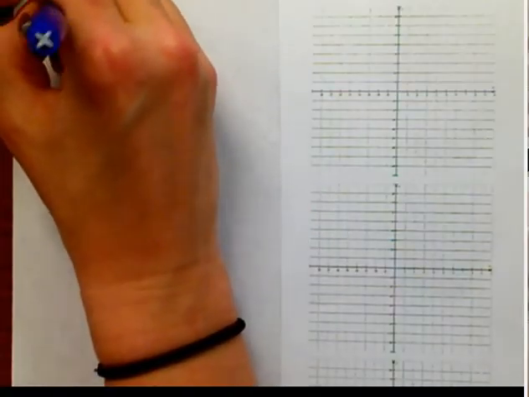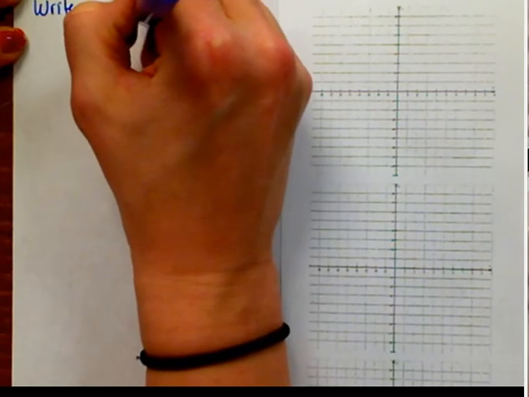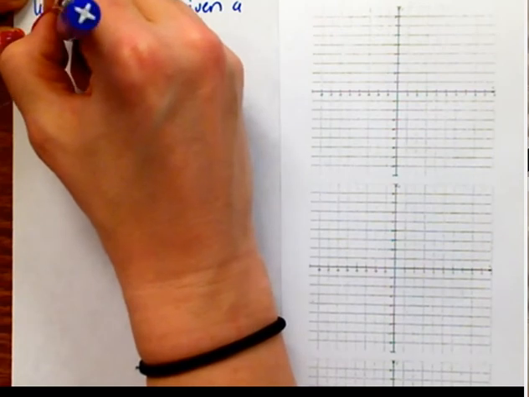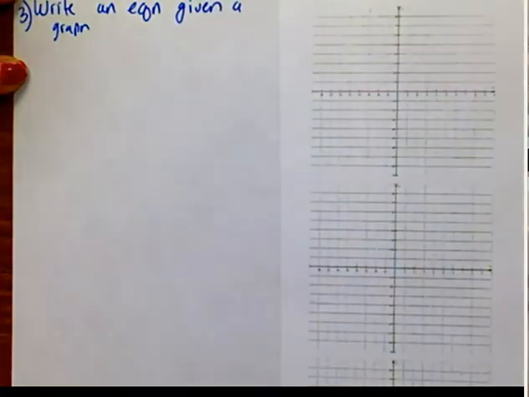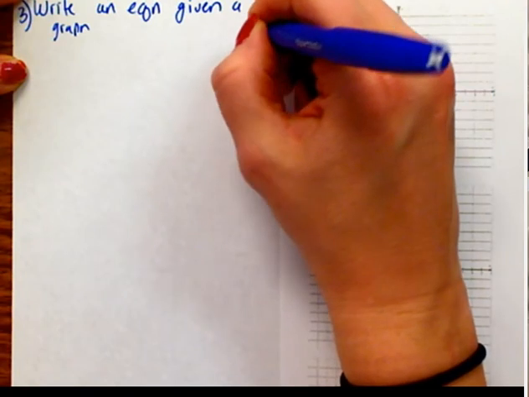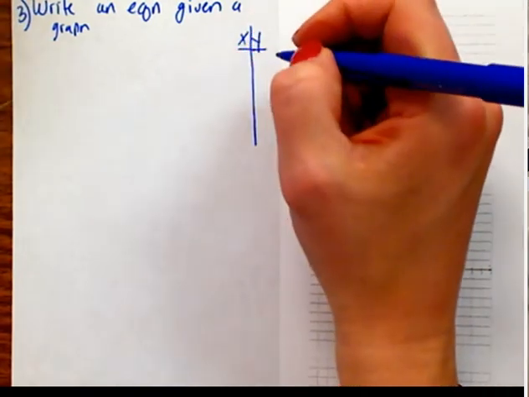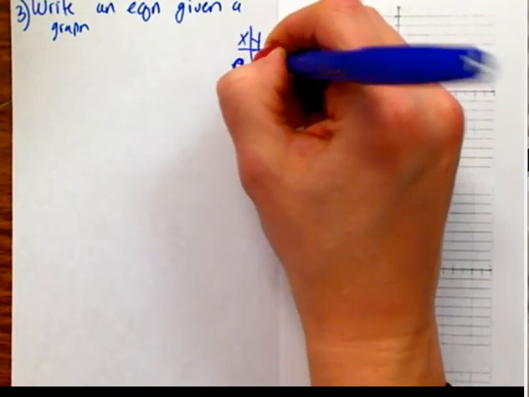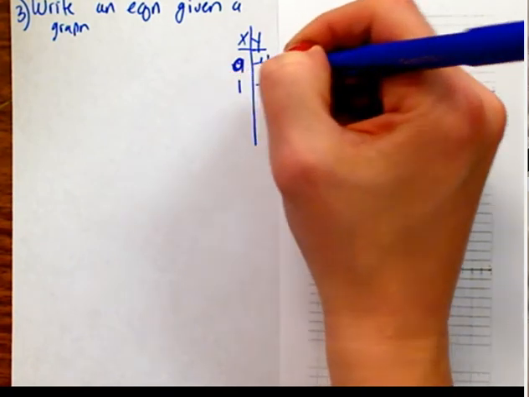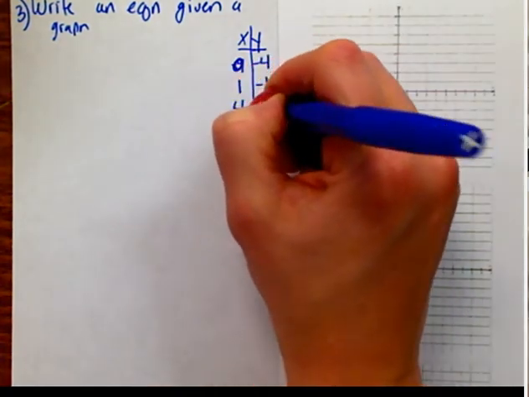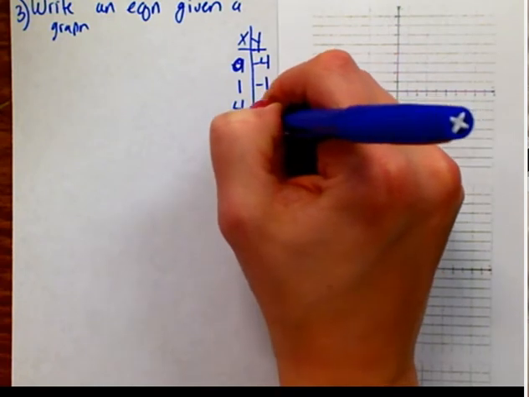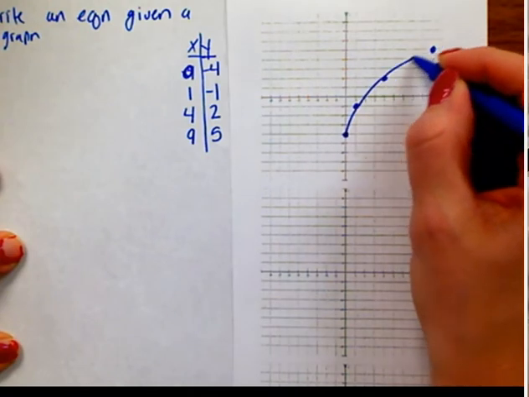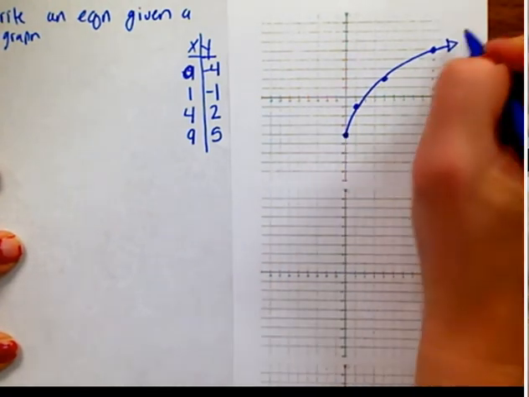All right, let's go ahead and write an equation given a graph. So this would be part 3 of our notes. So I'm going to write the table of values here so that you can plot them. Okay. -4, 0, -4, 1, negative 1, 4, 2, and 9, 5. Okay, and connect. Okay, so I have an endpoint and an arrow.